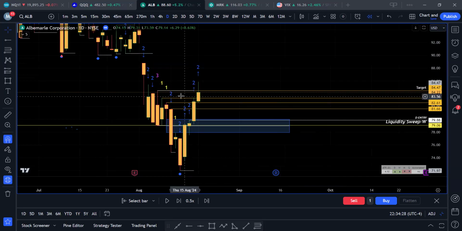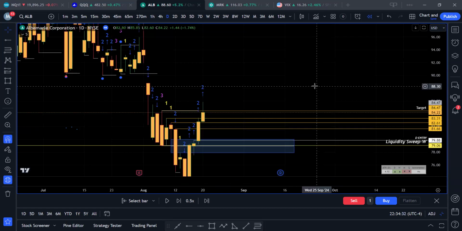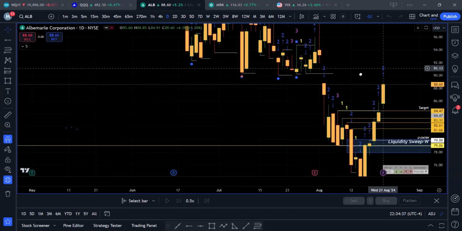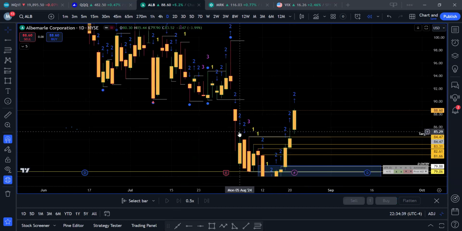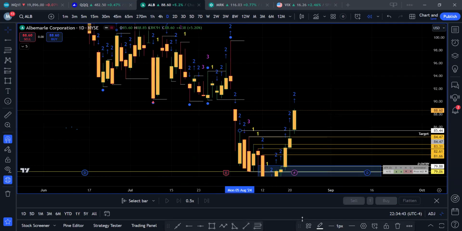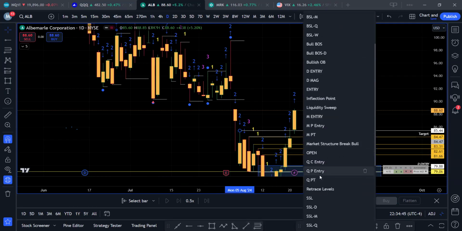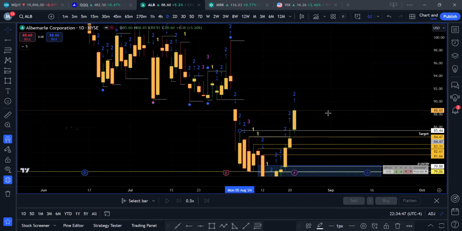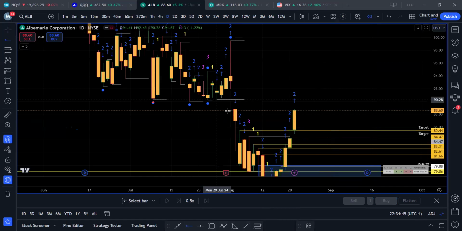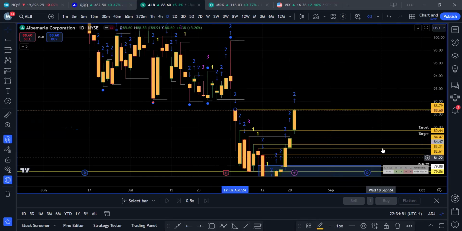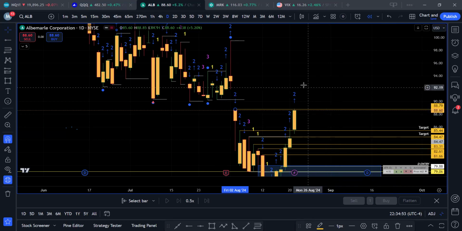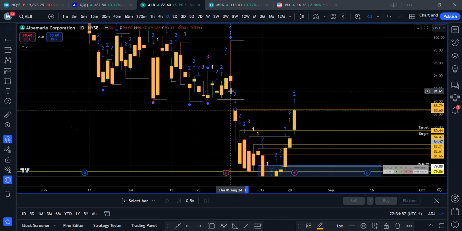Second day. Fourth target hit. Third day. Fifth target gets hit. And now we're working on the sixth target. Oh no, actually that got hit too. I'm sorry, sixth target. Oh, so we kind of rejected at the gap fill here.